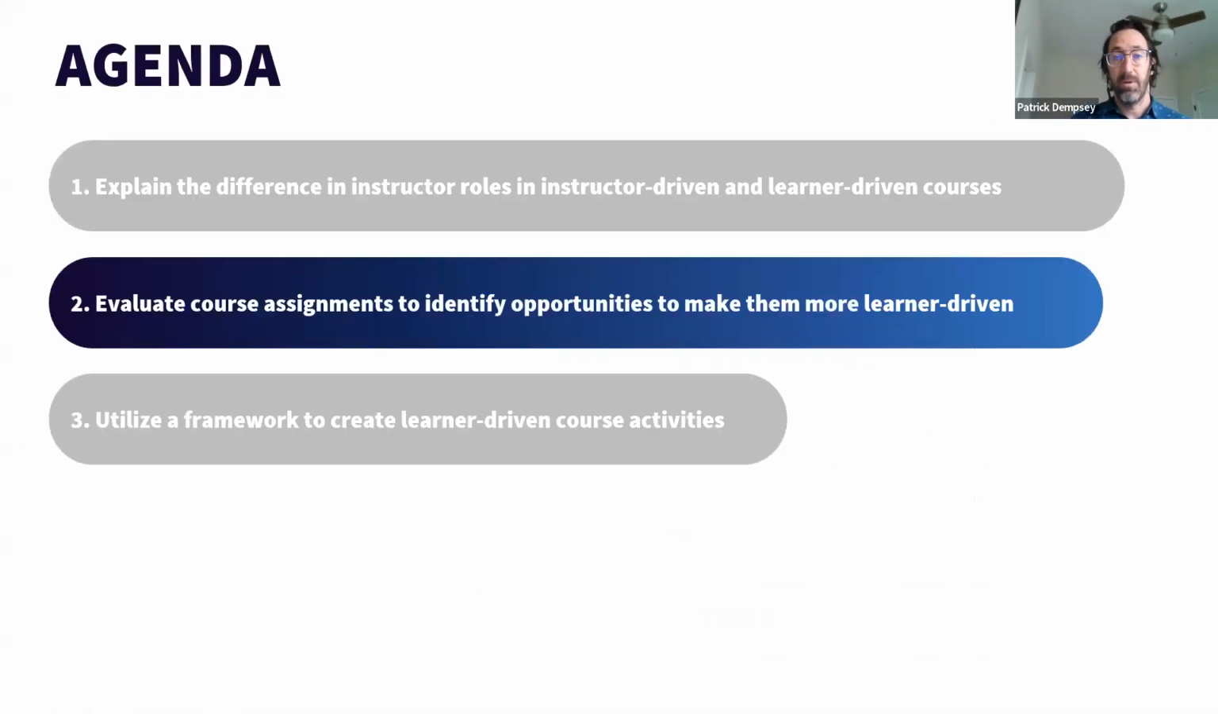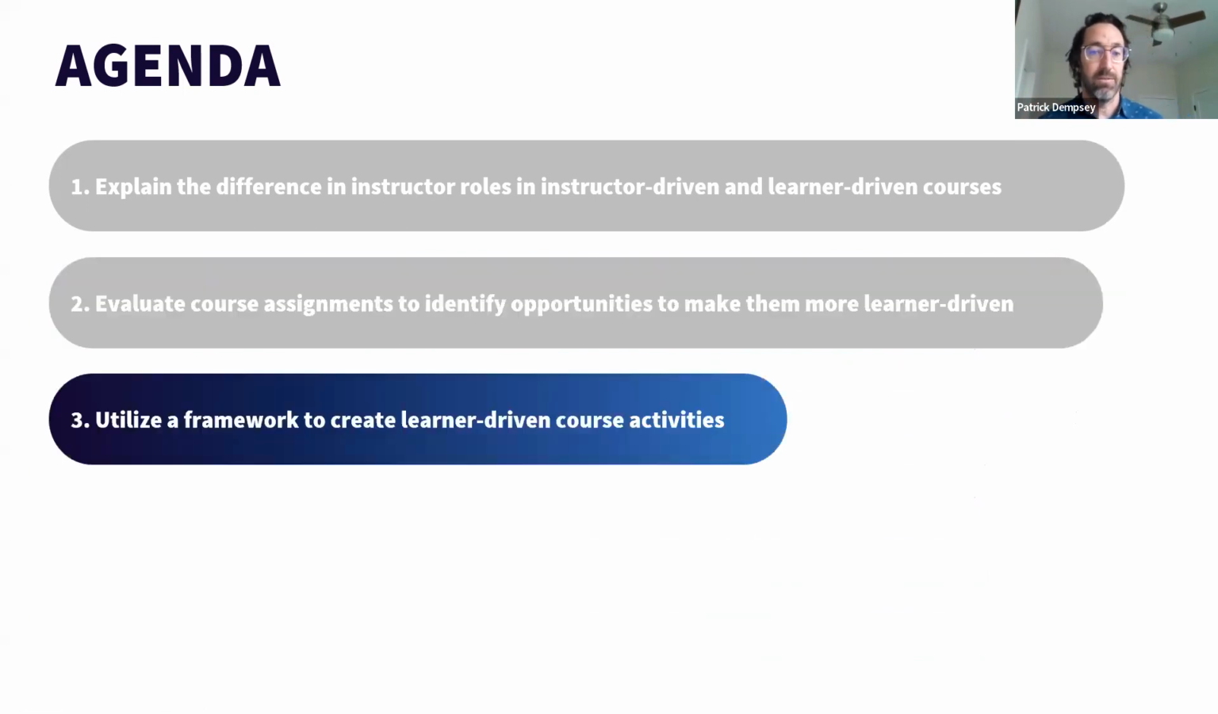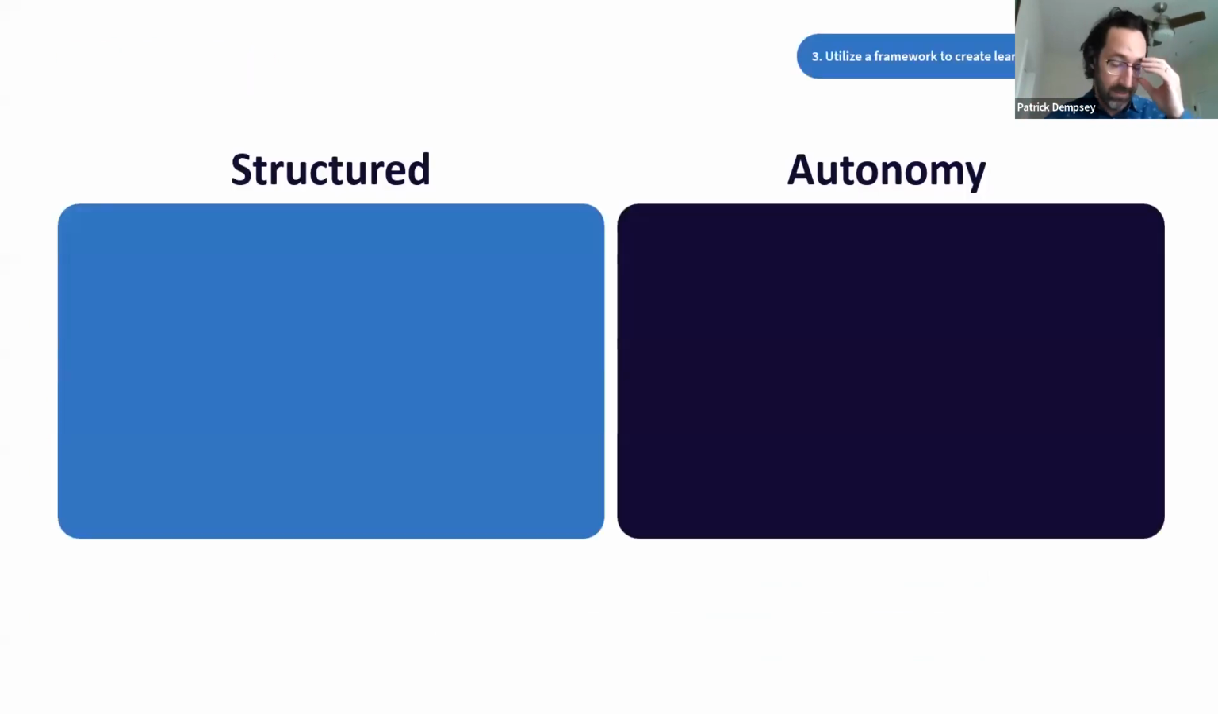So from that, I mean, that was great. We had a little activity. We started thinking about our own courses, and you walked away with hopefully a worksheet that you could start using in a really practical way for objective 2. So the final objective is utilizing a framework to create learner-driven activities. And I've hinted at this a few times already, this idea of structured autonomy.